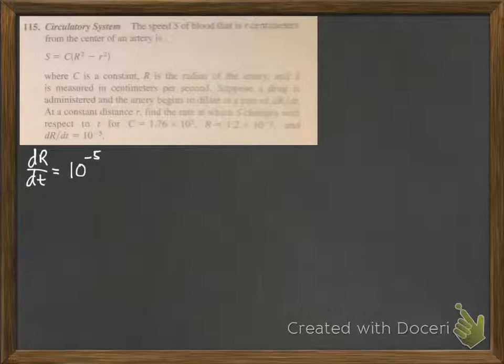So now we're asked what happens to the speed when we give a drug that's going to cause the artery to dilate. So the first thing we do is we have a function here. S is a function of capital R in this case, since we're allowing little r to be constant, and then capital R itself actually varies. So we're asked to figure out how does the speed change. So we take our equation, S equals c times R squared minus little r squared, and we're going to differentiate with respect to capital R.